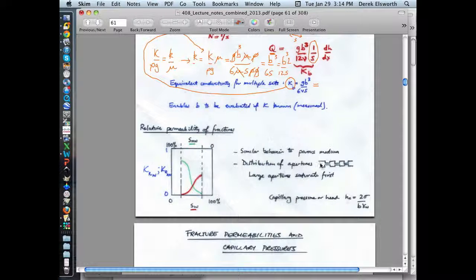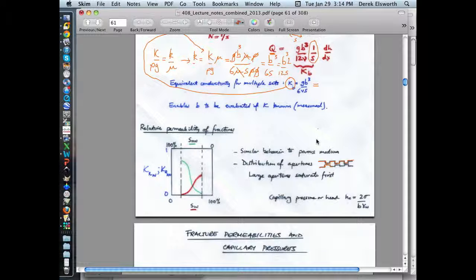Instead of a whole bunch of capillary tubes which are joined in some way, you just have a whole series of fractures, or a fracture which has a rough surface, which in this case would be the surface of the fracture, which is changing in elevation as you go across it. This is the top of the fracture. This is the bottom of the fracture.